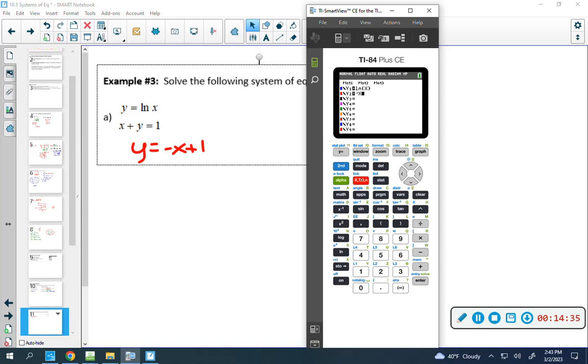If you use subtraction, it will get angry at you. Now, I have no idea what my window's on. I've been using this for trig, so I'm just going to hit zoom 6. Remember, we'll always put you on the standard 10 by 10 if your window gets off.